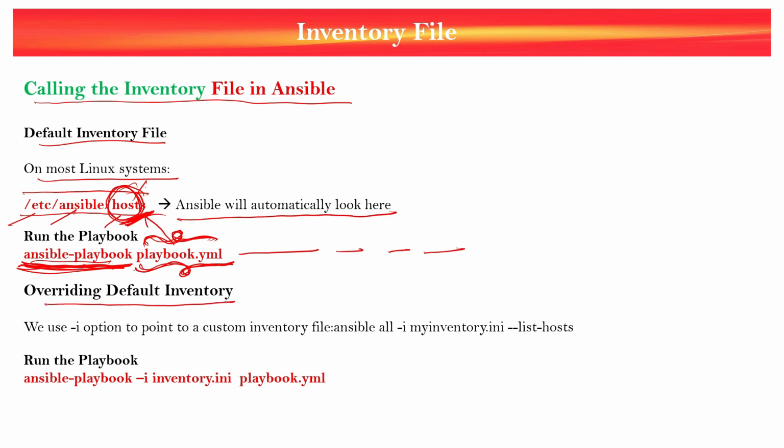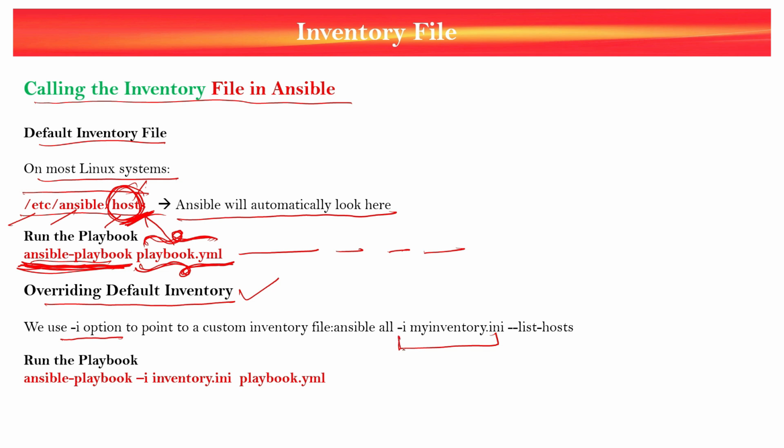how to override the default inventory file, which is mostly the case we do practically in all the environments, in professional environments. Okay, we create our own inventory files. And when you create your own inventory file and run the playbook, you have to execute your playbook with the -i option, and with the -i, you have to specify your inventory file name.